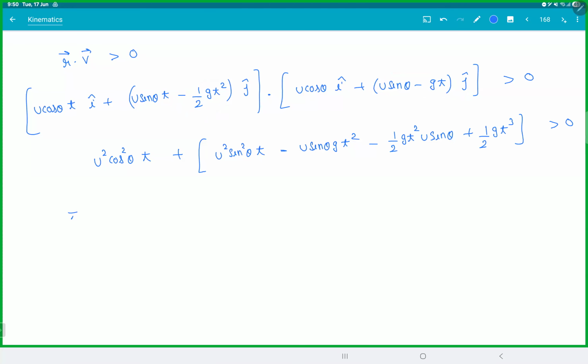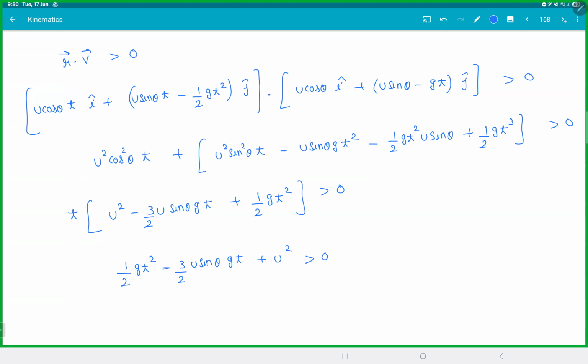Take out t common. You'll get u square cos square theta plus u square sin square theta, which becomes u square. This is u sin theta g t square, and this is half g t square u sin theta, that becomes minus 3 by 2. And that will be half g square t square is greater than 0. So we got a quadratic equation here: half g square t square minus 3 by 2 u sin theta g t plus u square is greater than 0.